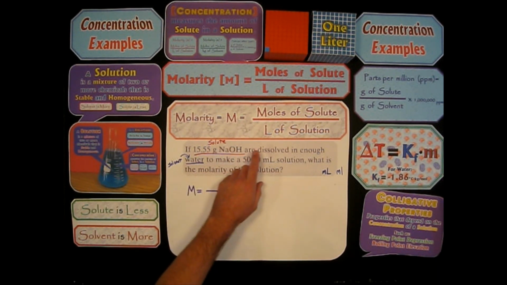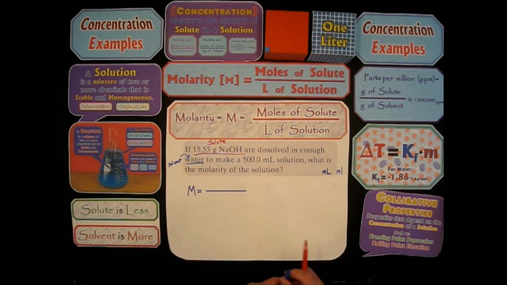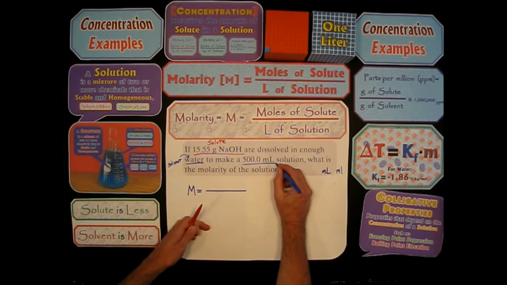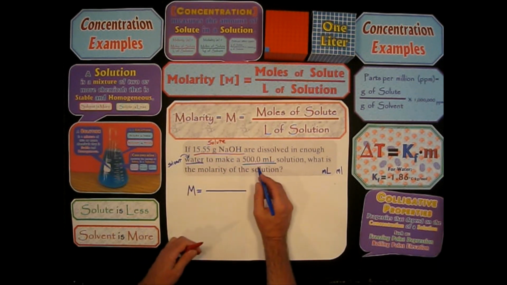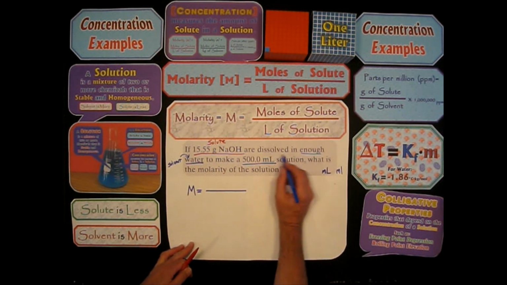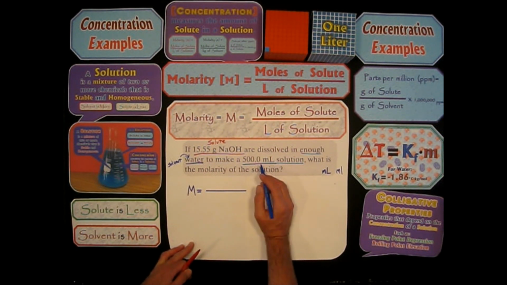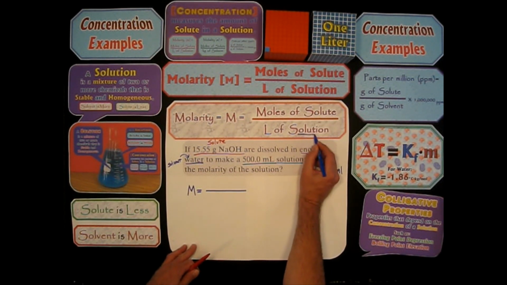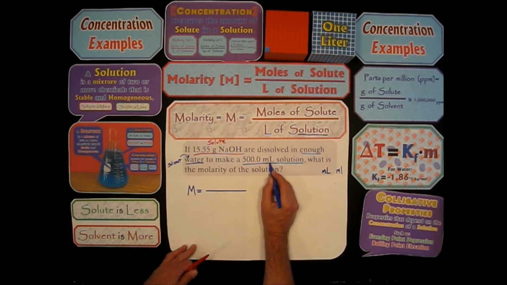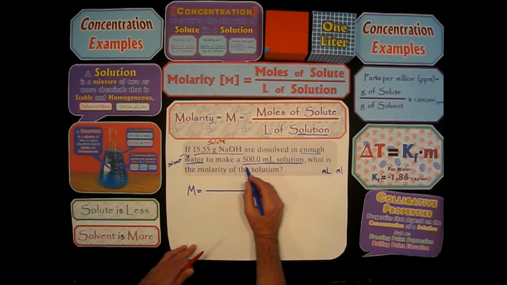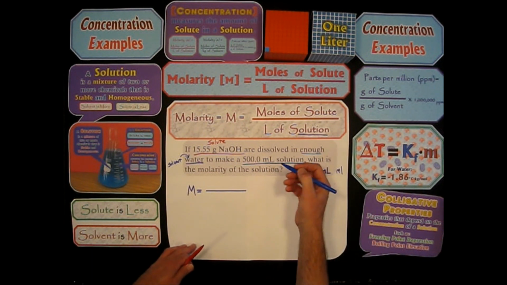But before I do that, I'm going to get the liters of solution. That's the easier one. Remember, I've got 500 milliliters of water. Actually, it's not 500 milliliters of just water. It's enough water to make a 500 milliliter solution. So it's 500 milliliters total, including the solute and the solvent. Notice here, it says solution. So we want the volume of the solution, not just the volume of the solvent. So I misspoke there. It's 500 milliliters of solution.